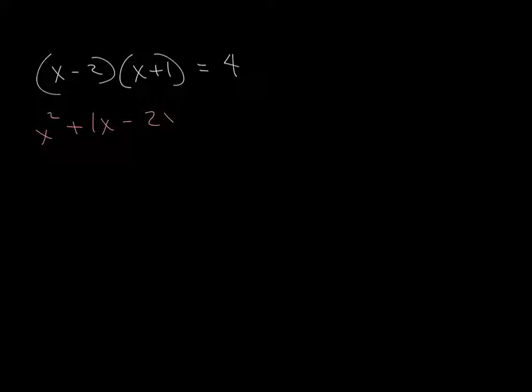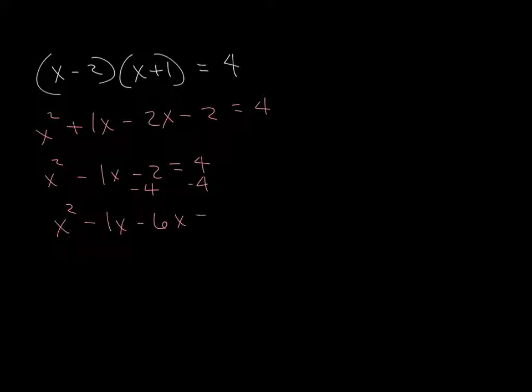And then the last, this times this, is going to be negative 2. Oops, that's an x, isn't it? And that equals 4. Alright, so now let's set that equal to 0. x squared minus 1x minus 2 equals 4. Subtract 4 from both sides, and I get x squared minus 1x minus 6 equals 0.